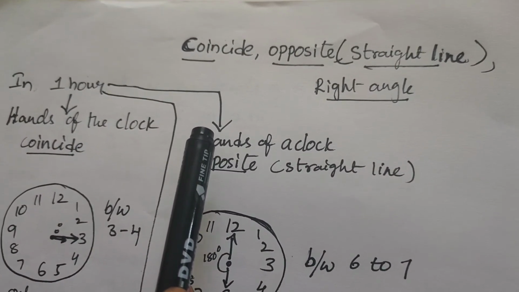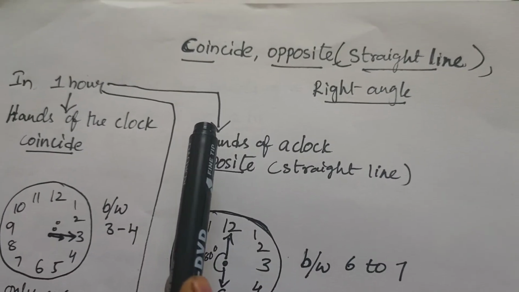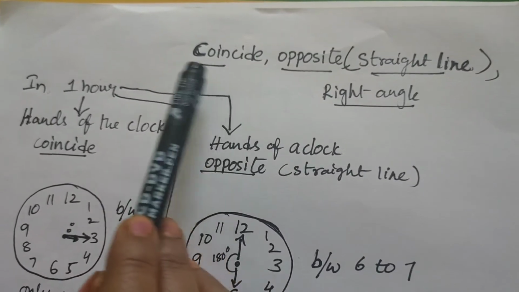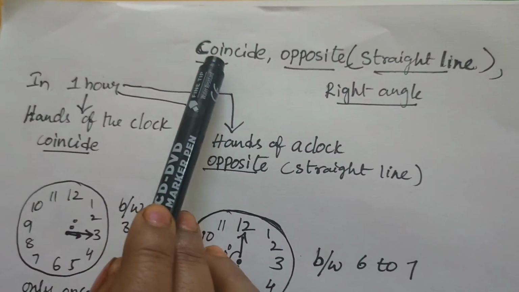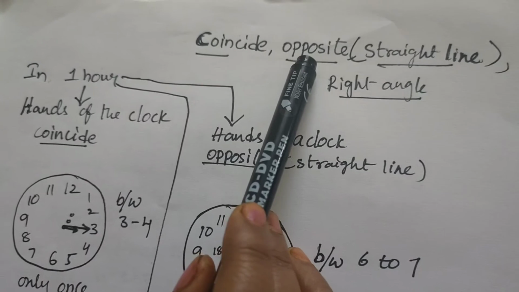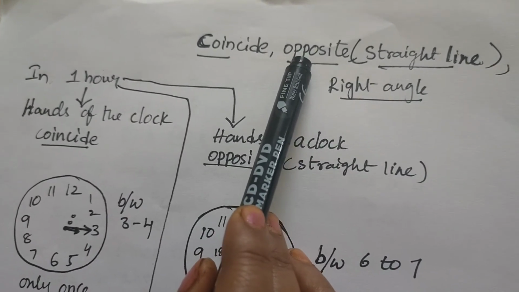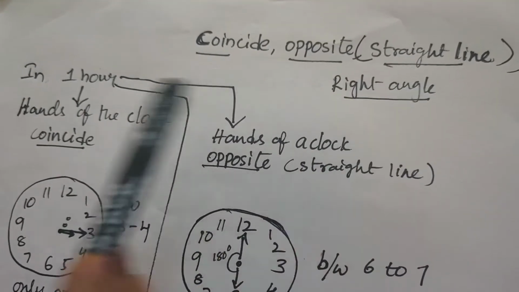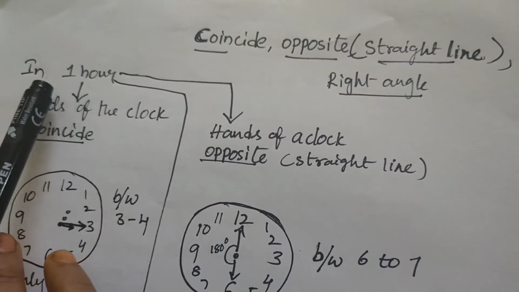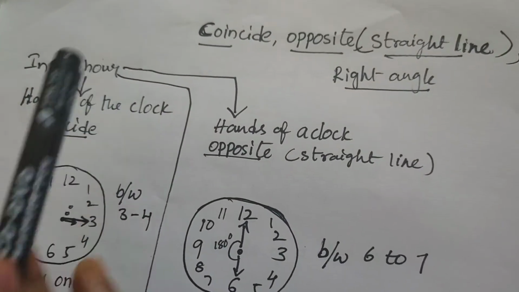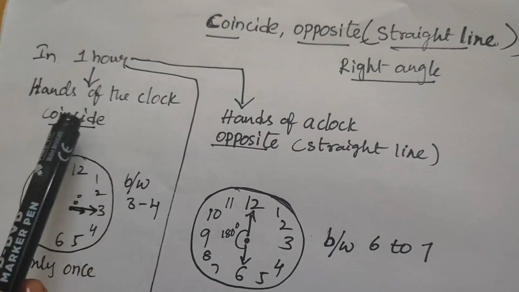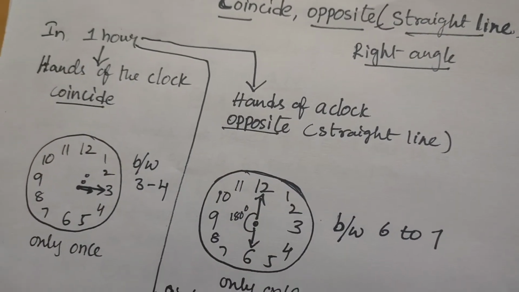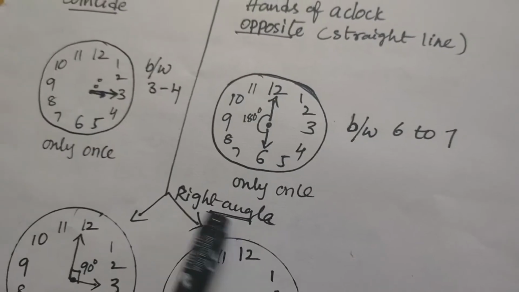Okay, so in this video we are going to learn how many times the hands of the clock coincide, how many times they are in a straight line or opposite direction, and how many times they make a right angle in a given time. So first we will find, in 1 hour, how many times the hands of a clock will coincide, how many times they will be in opposite direction, and how many times they make 90 degrees.